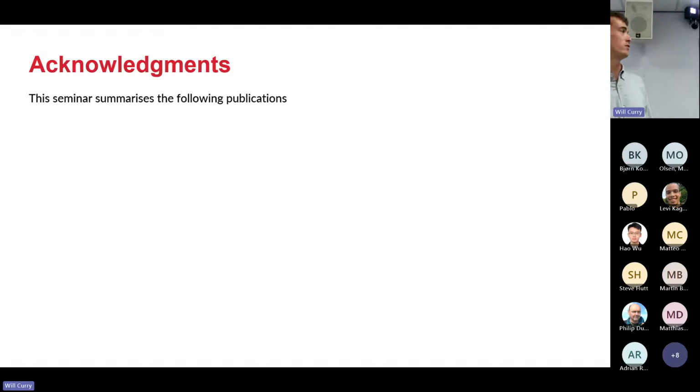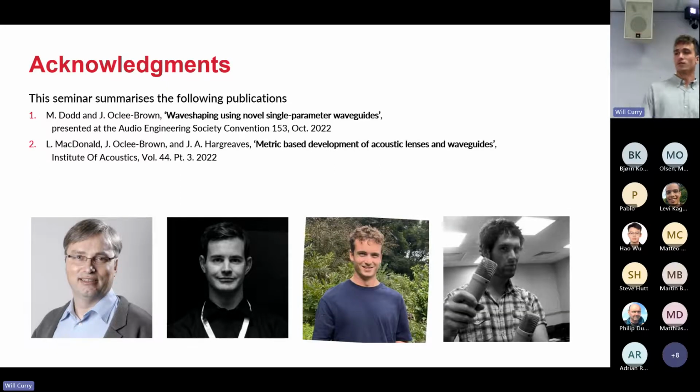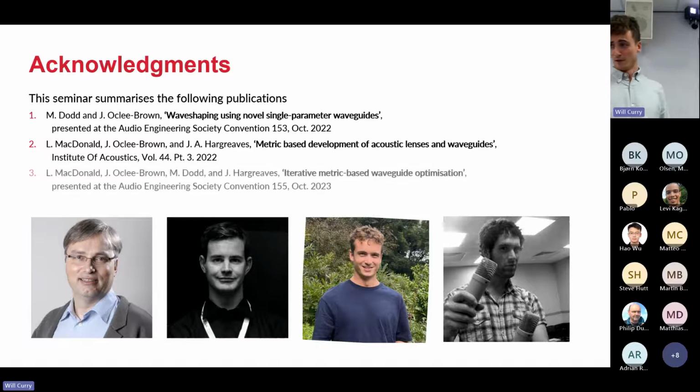So some acknowledgements. This seminar summarises the following publications. The first one is by Mark Dodd and Jack Ockley-Brown, pictured there. Mark is head of group research at GP Acoustics, and Jack is the VP of technology at KEF. This paper is Wave Shaping Using Novel Single Parameter Waveguides. The next one is the one that came out of my Masters in Research, and this is by myself, Jack, and John, and this is Metric-Based Development of Acoustic Lenses and Waveguides. And then the final one is Iterative Metric-Based Waveguide Optimisation, and this is by all four of us.